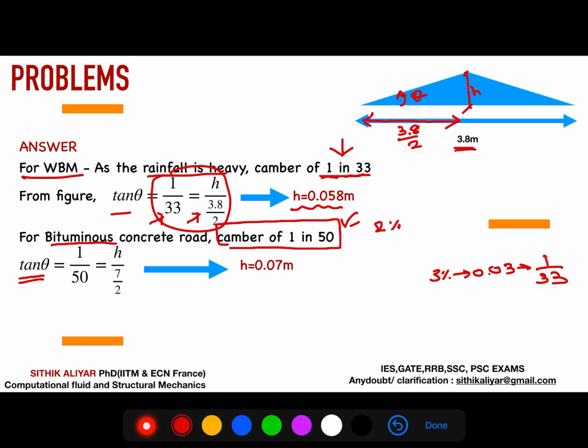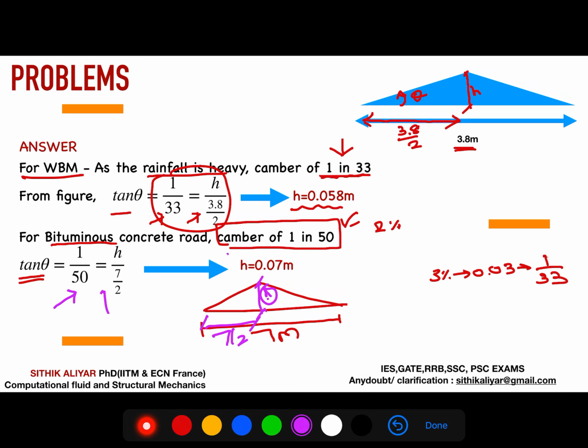So equating that tan theta for case 2. And remember, for case 2 they have given length 7 meter. So the center height will be 7 meter by 2, right? So having both the slopes 1 by 50, opposite by adjacent, it should be equal to h by 7 by 2. Solving this, you will have h equal to 0.07 meter, which is approximately 58 centimeter and this is approximately 70 centimeter.